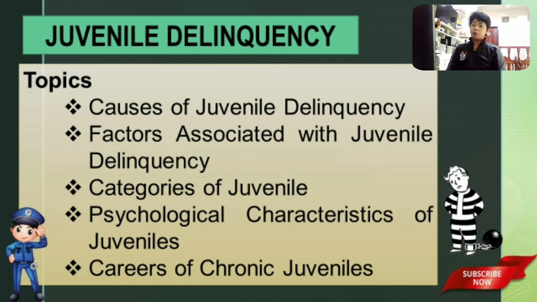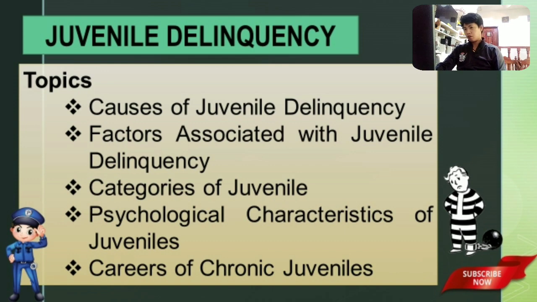We need to discuss the causes of juvenile delinquency as well as the factors associated with juvenile delinquency. We are going to categorize juvenile offenders, and make a separate category for them. Then we're going to talk about the relationship of psychology to juvenile delinquency. Lastly, we're going to talk about the careers of a chronic juvenile. So this will be our topic for this session.